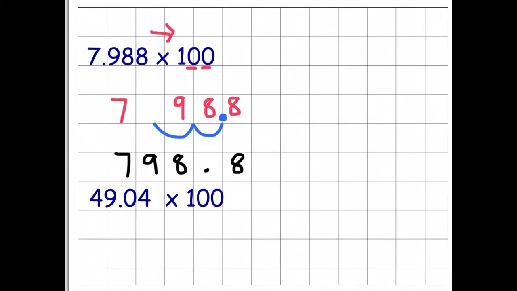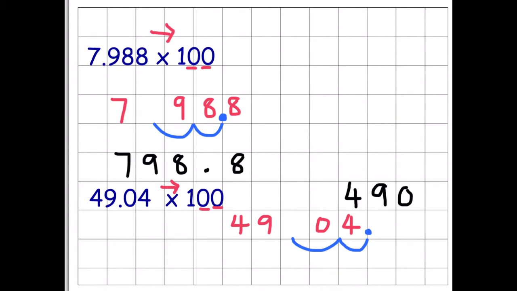My second question, 49.04 multiplied by 100. Again, your decimal point's going right, and it's going right twice because there's 2 zeros. So my number that we begin with is 49.04. My decimal point is going to go to the right twice. There's one movement, two movements. My decimal point finishes up at the end of my number after that number 4. So my answer is 4,904.